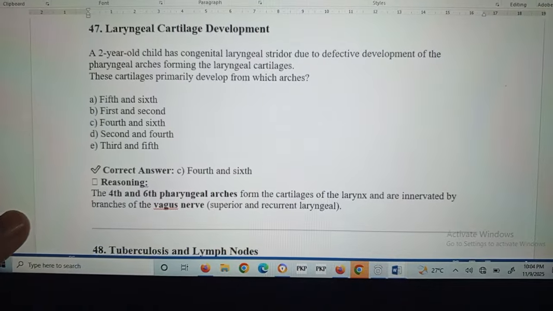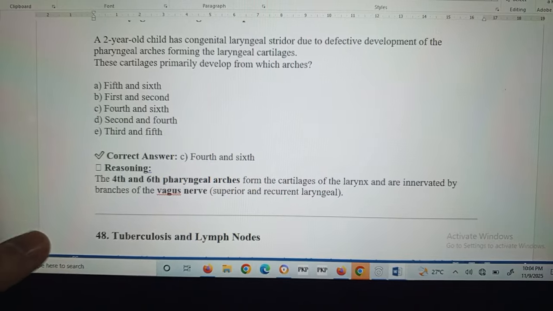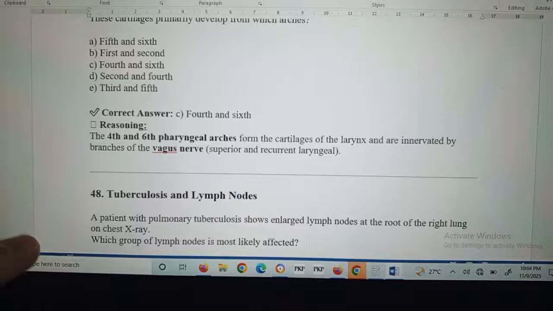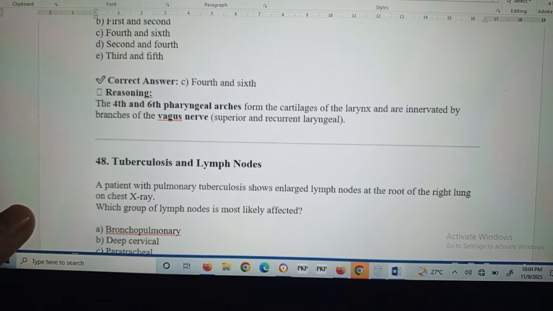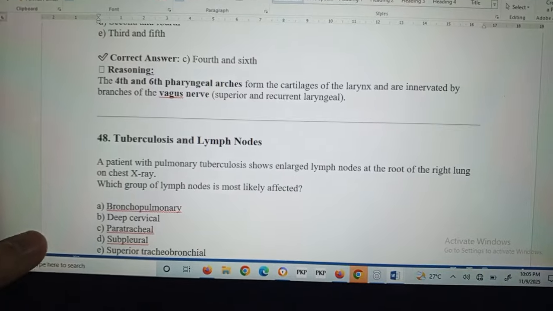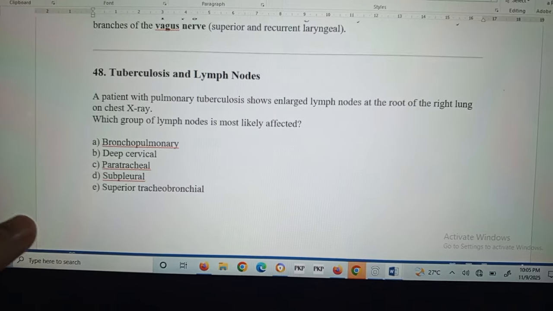Question number 47. A 2-year-old child has congenital laryngeal stridor due to defective development of the pharyngeal arches forming the laryngeal cartilages. These cartilages primarily develop from which arches? They develop from the fourth and sixth. The fourth and sixth pharyngeal arches form the cartilages of the larynx, which are innervated by branches of the vagus nerve, the superior laryngeal and recurrent laryngeal nerves.